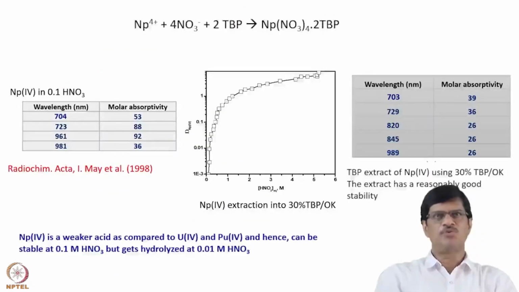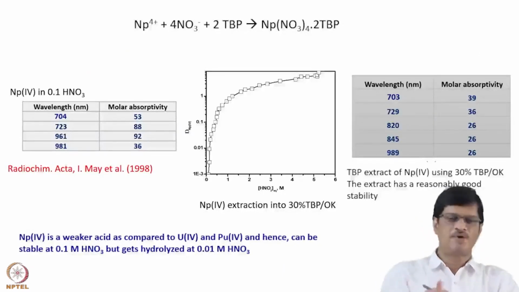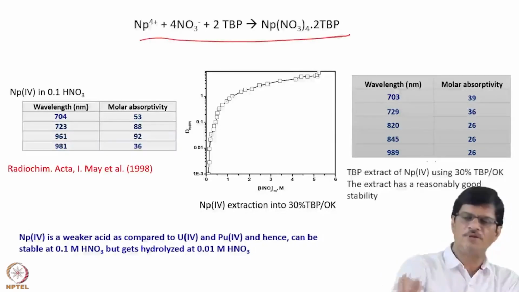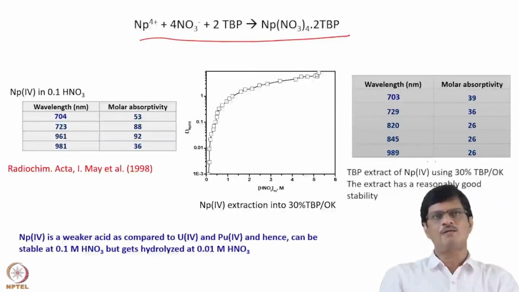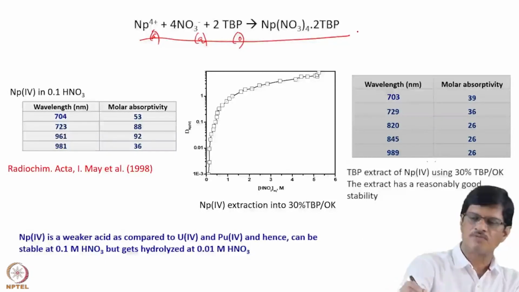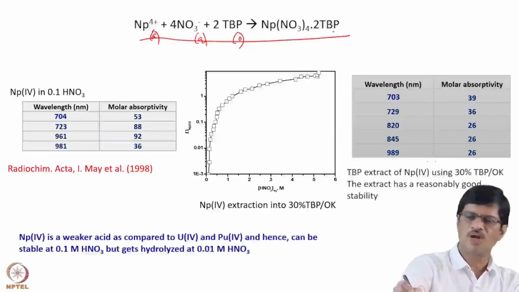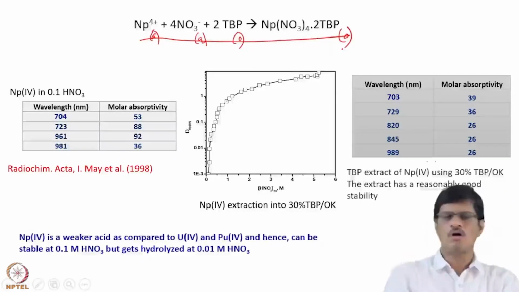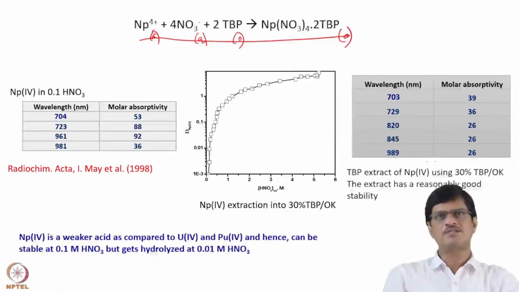Now, for the neptunium TBP extraction that I have shown, this extraction equilibrium is operative. That means one neptunium 4+ ion with 4 nitrate ions and 2 TBP. The neptunium 4+ is in the aqueous phase, the nitrate ions are also in the aqueous phase, and the TBP is in the organic phase. The species Np(NO3)4 with 2 TBP goes to the organic phase. So that is how the extraction is done.